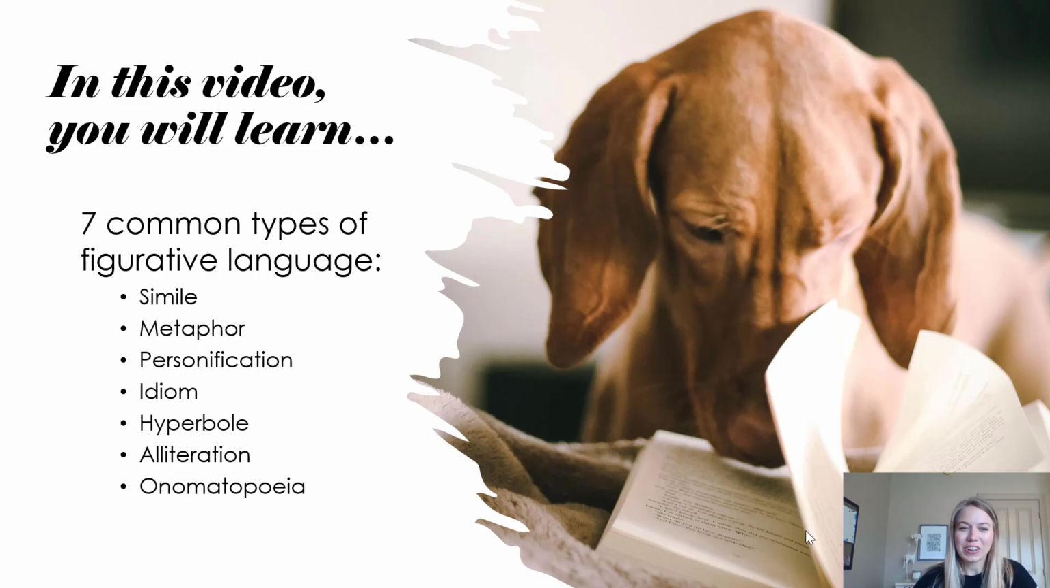In this video, you're going to learn 7 common types of figurative language. So today we're going to take a look at similes, metaphors, personification, idioms, hyperbole, alliteration, and onomatopoeia. These are not the only types of figurative language, but these are 7 very common types. So that's where we're gonna kick things off.